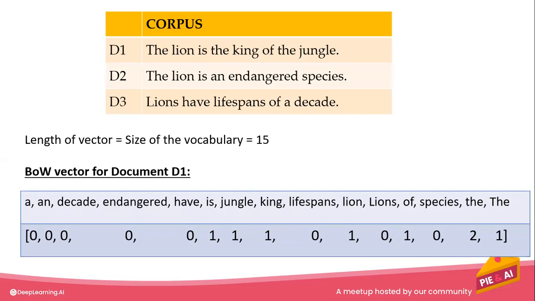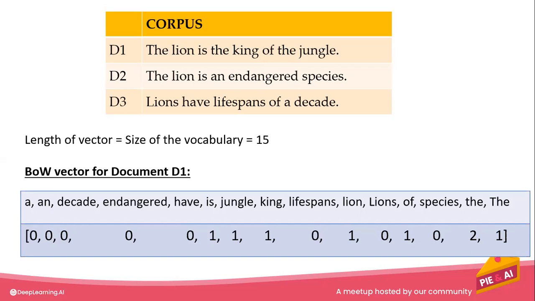So here you have a corpus, and this corpus consists of 3 documents, D1, D2, and D3. Each document is actually a sentence here. Usually text documents are really lengthy, but for simplicity and for the purpose of understanding this concept, I have considered only single sentences. If you make a collection of all the unique words in these 3 sentences, then we will get a vocabulary of size 15.